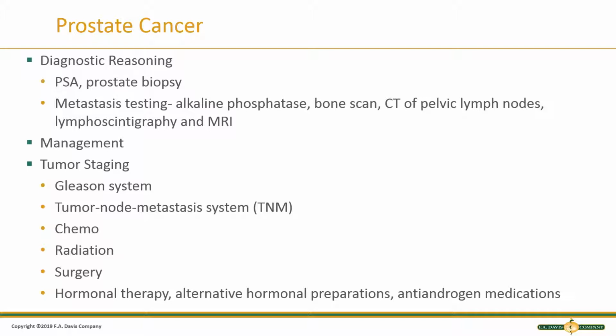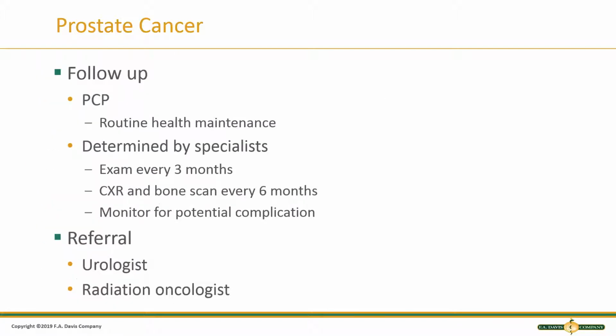Surgery may include radical prostatectomy or orchiectomy for patients under 70. Cryosurgical ablation of the prostate is another possible therapy. Hormonal therapy, alternative hormonal preparations, and anti-androgens are also used to deprive testosterone in an effort to inhibit cancer growth. Follow-up is determined by the specialist, but for the first year they should be examined every 3 months and have a chest x-ray and bone scan every 6 months. Then imaging is done only once a year.